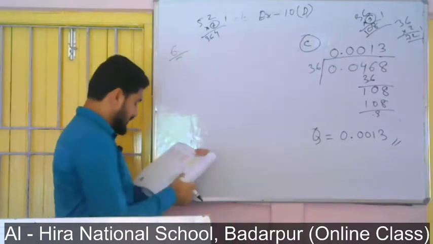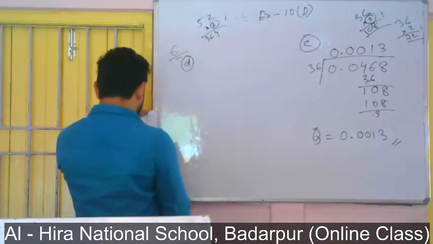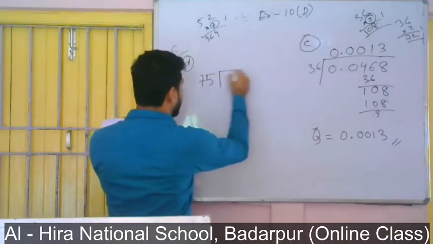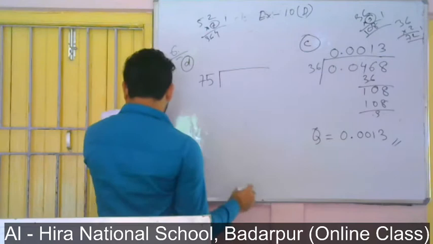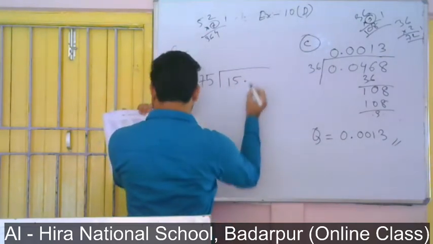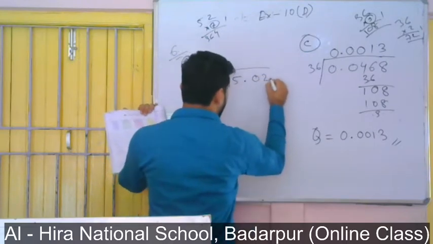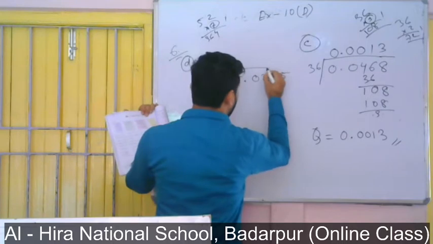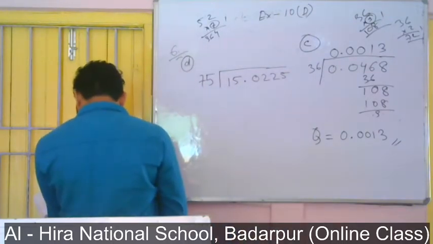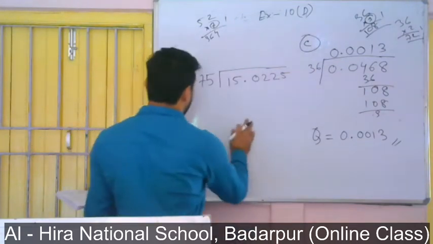6D. 6D is what? Divisor is 75 and dividend is 15.0225.